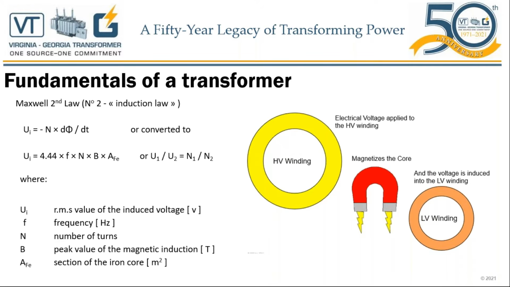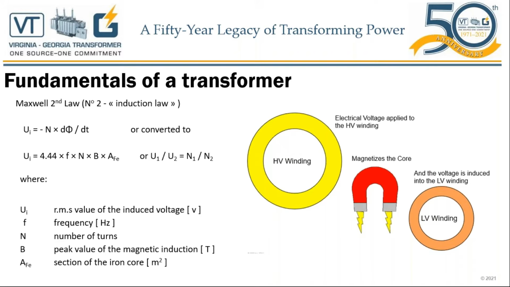So if we think about, on the right side, a simple step-down transformer, the way the transformer works is, when the electrical voltage is applied to the high voltage winding, the flux that's collected magnetizes the core itself. So the core actually turns into a big, large magnet. And the voltage is induced into the low voltage winding by the mutual coupling.